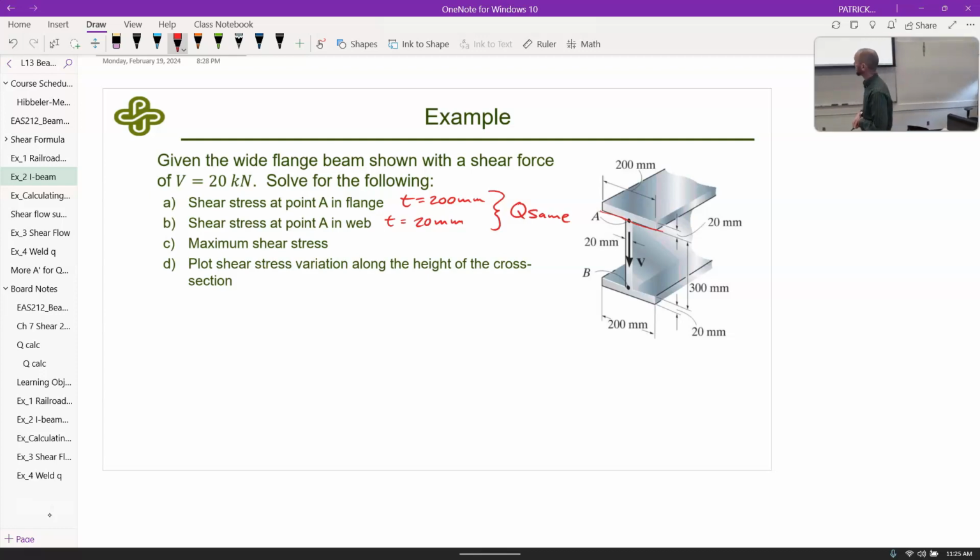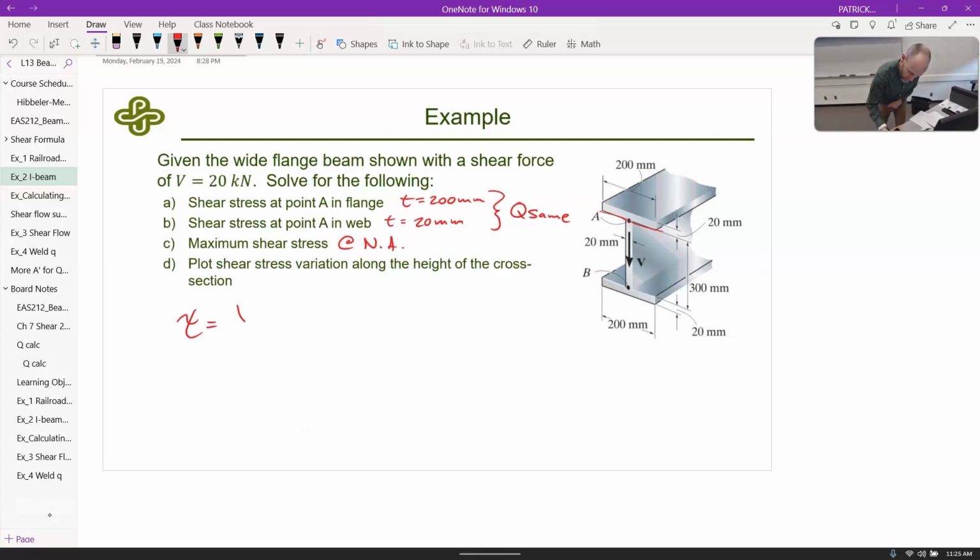Question C says we want to evaluate where max shear stress is. Where does that occur? At the neutral axis. And then lastly, after we get those three data points, we just plot how the shear stress varies on that cross section.